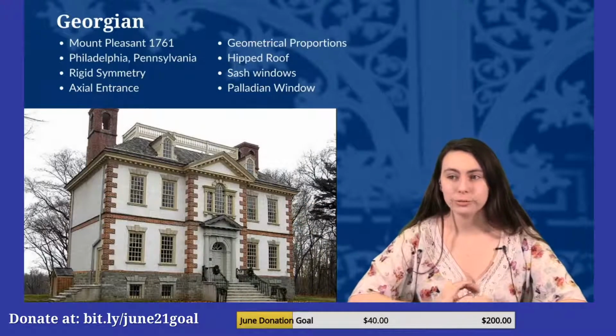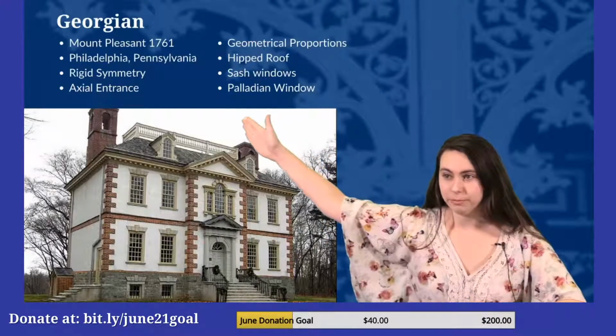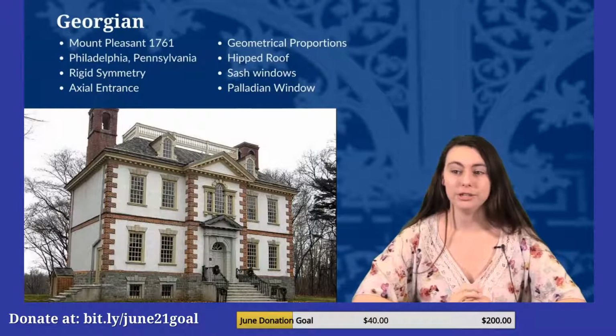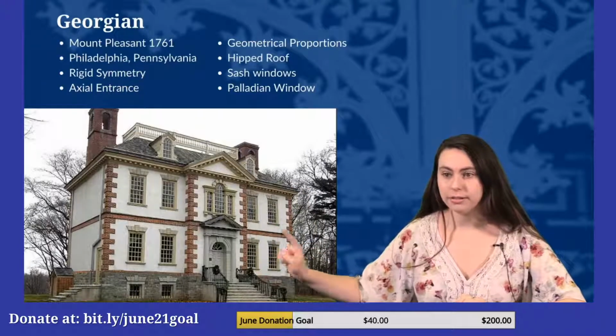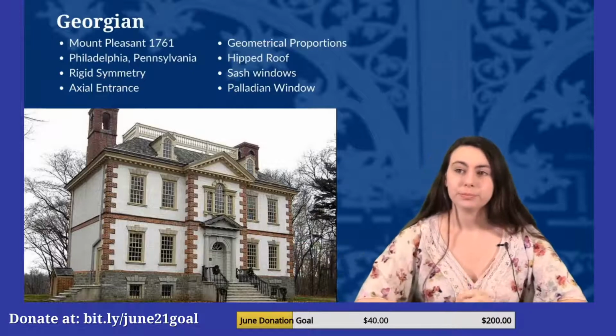The Georgian has rigid symmetry. So if I took a knife and went through the middle of this house, it is going to look the same on either side. It will be a mirror image of each other. This has actual entrances, so we have an extra entrance in the front, the back, and both sides, as you can see on the side there.